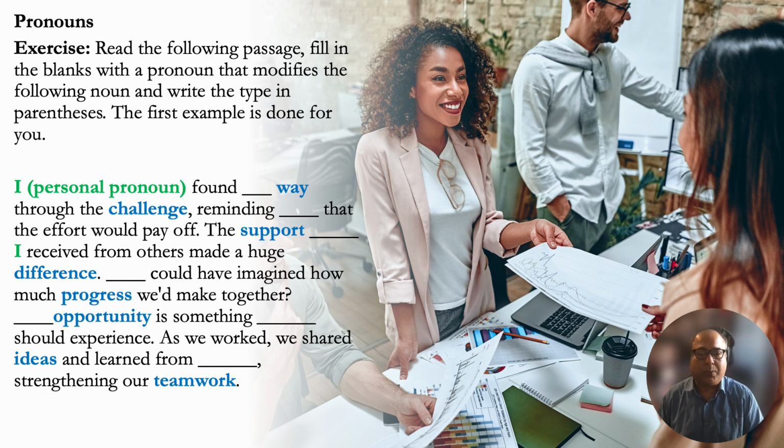Okay, so I need you to go on just as I've done. I, which is a pronoun, personal pronoun, and I have written personal pronoun next to it. I need you to fill in the blanks with a pronoun. And next to the noun, which is in blue, I need you to write in parentheses the type of pronoun it is. So I is personal pronoun. What is way, you think? So complete this exercise. Pause the video now, and I will show you the answers next.